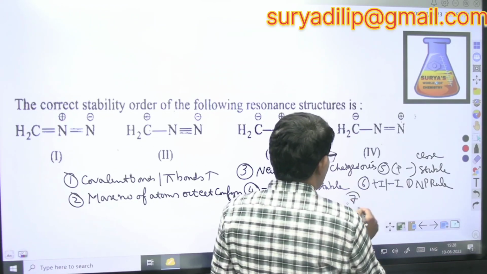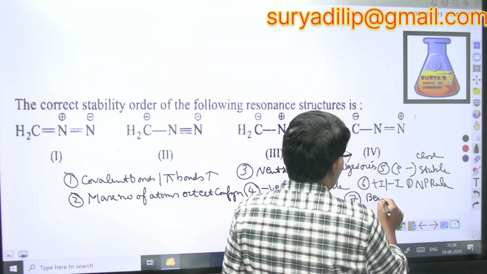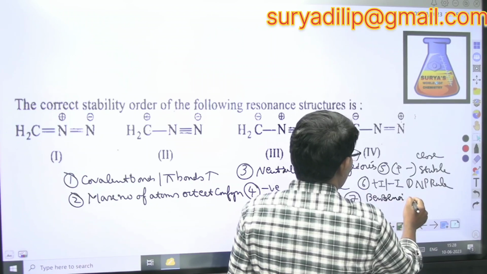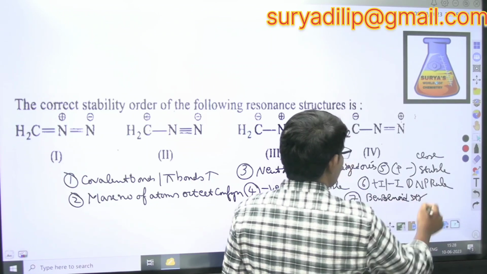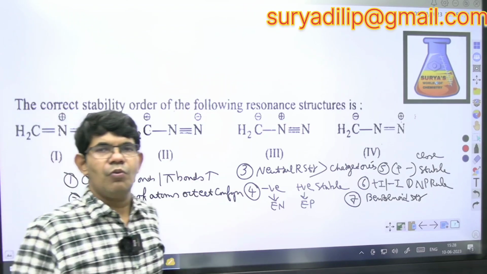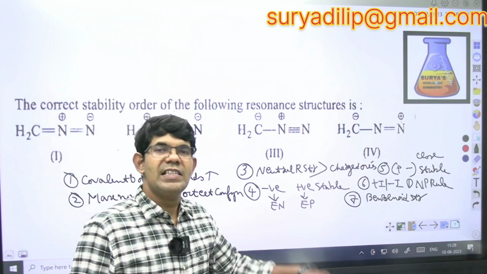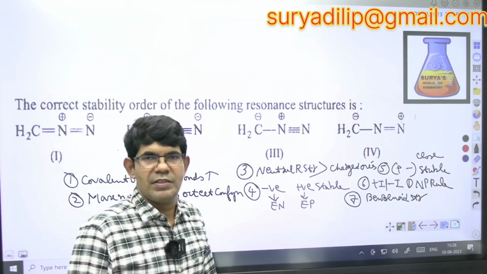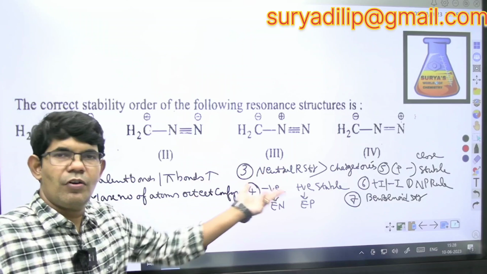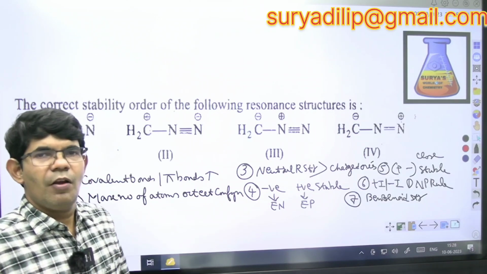And the last one is based on the benzenoid structures. Greater the number of benzenoid structures, greater will be the stability. So these are the total 7 set of rules which you have to follow in the same order. You cannot miss. So even for solving this question, we will follow this order where we will compare one by one.